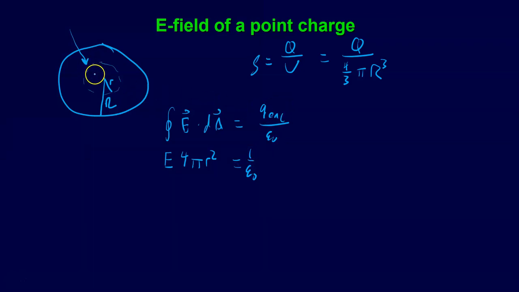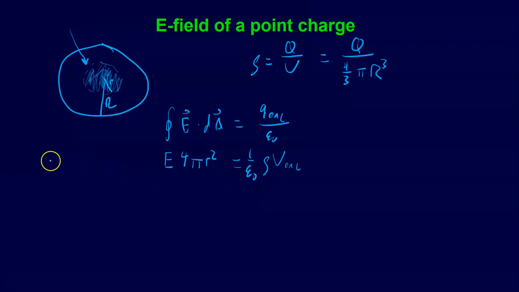Now the Q enclosed, essentially what we're going to try to figure out is what percentage of the total charge is inside of here. That's the sort of business that we've got to do now. So for Q enclosed, I would take this rho times the volume enclosed.